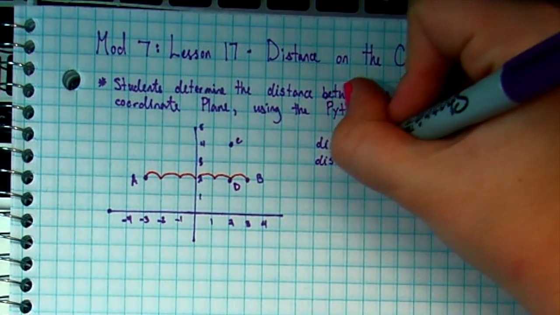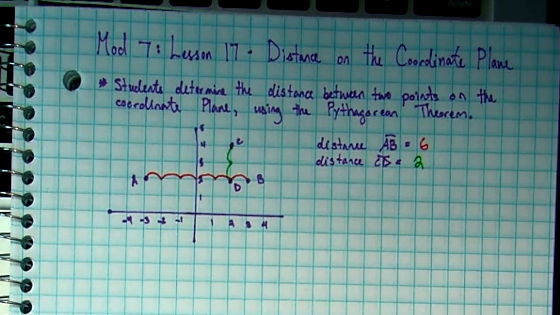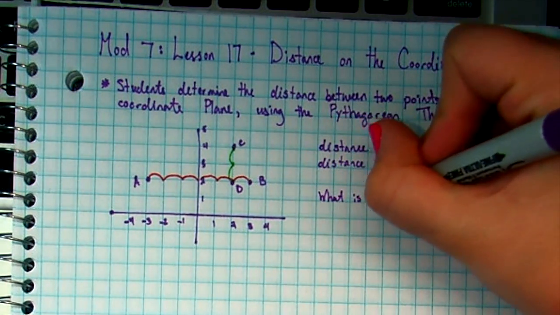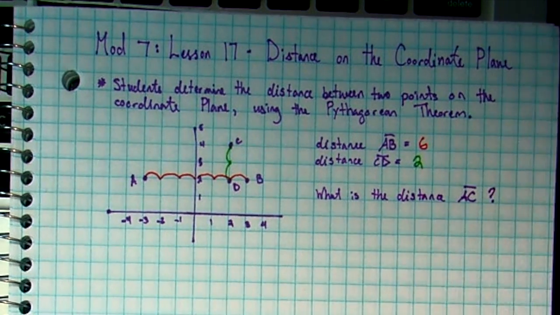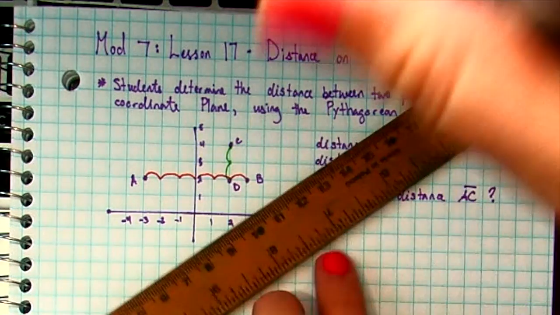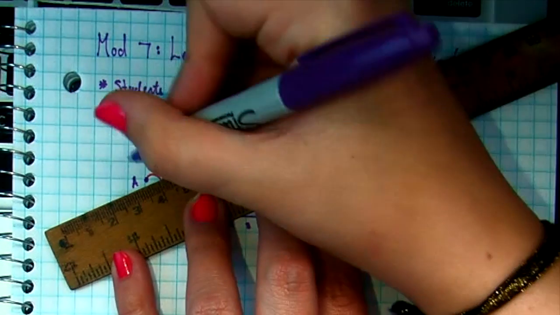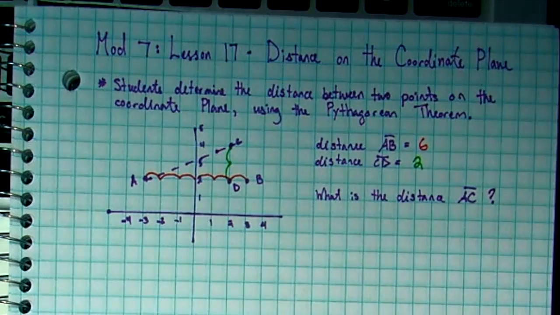I'm going to draw 2 more points, C and D, and decide the distance between C and D is 2 spaces. But what if I wanted to know the distance between 2 points that were not on the same vertical or horizontal line? For example, what's the distance of AC? So I'm drawing a dotted line between A and C.